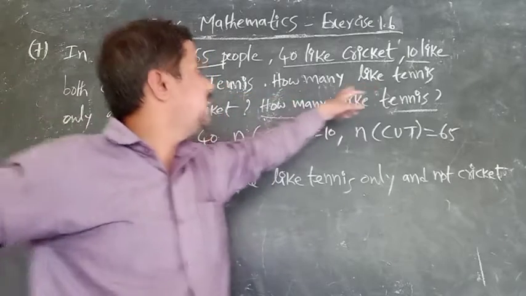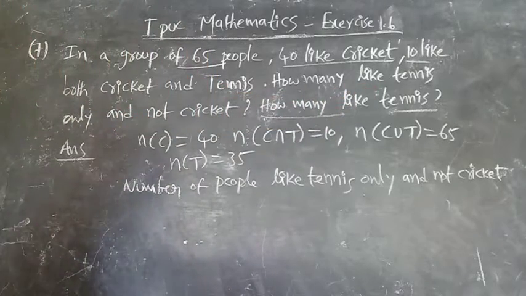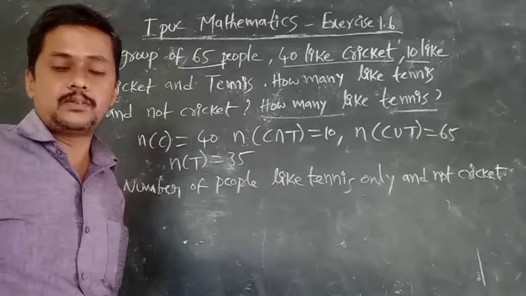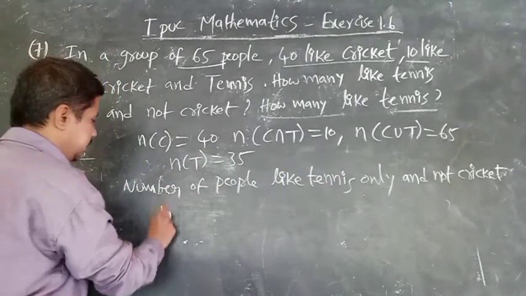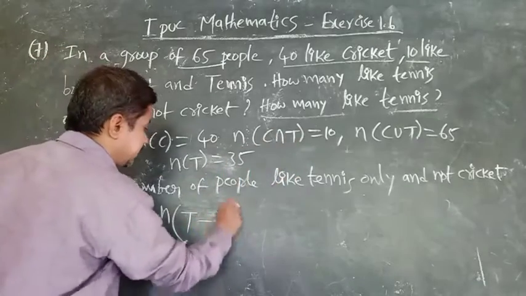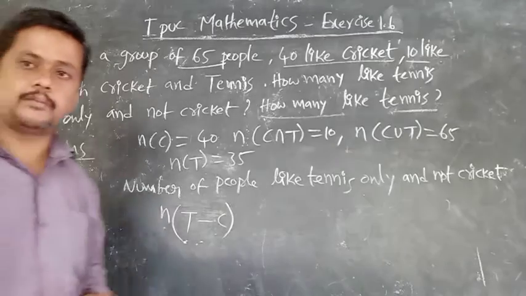How many like tennis only and not cricket? So the number of people who like tennis only, not cricket means what? So n of tennis only, T but not cricket, T minus C. Like that we have to think, my dear students.